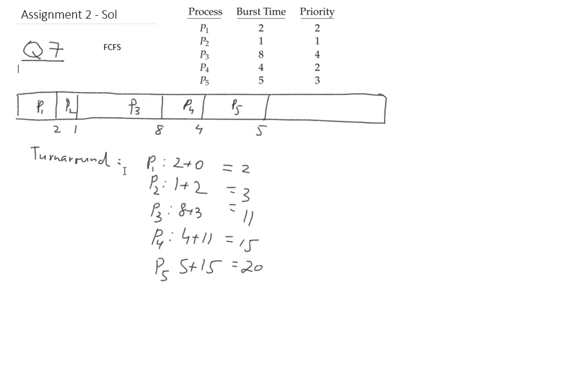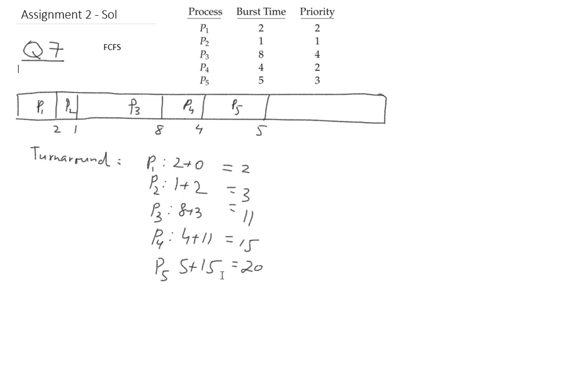For P3, the time on the processor is 8 and the waiting time is 2 plus 1. Before P3 there were P1 and P2 for 3 seconds. So 8 plus 3 is 11. Similarly for P4 we have 4 plus 11, and for P5 we have 5 plus 15. That is the turnaround time.